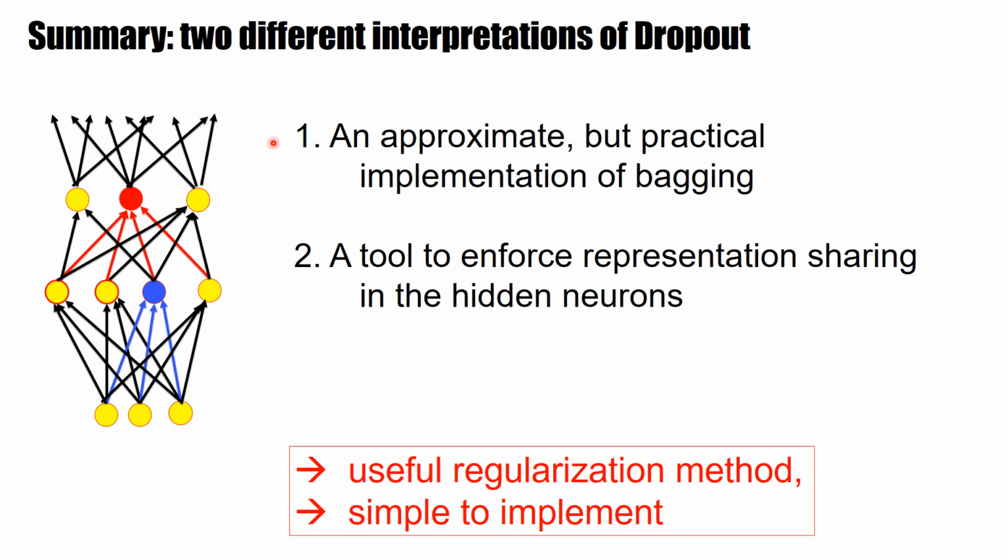In summary, there are 2 different interpretations of dropout. The first one is, well, dropout is just an approximate but very practical implementation of bagging. The second interpretation is the one that I like a lot. I really like to think of dropout as a tool to enforce representation sharing in a given layer of hidden neurons. Whatever the interpretation you prefer, in practice, dropout is a very useful regularization method specifically designed for deep artificial neural networks, and its advantage is it's simple to implement.